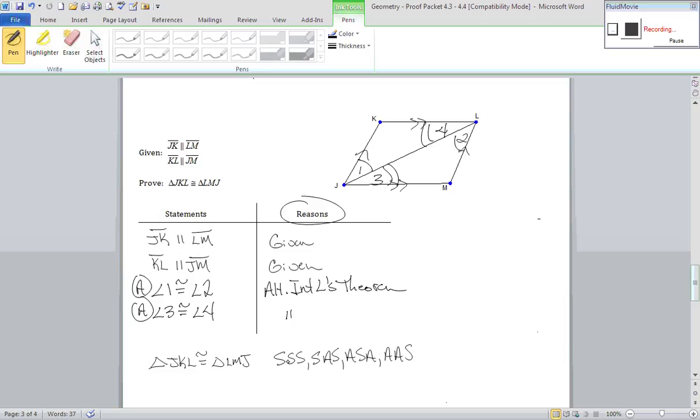What that allows us to do is cross out the possibility of side, side, side, and also side, angle, side. If we have two angle congruent statements, it's either going to be angle, side, angle, or angle, angle, side. In order for this to be angle, side, angle, this side has to be included between the two congruent angle pairs. If you look in the top triangle JKL, angle 1, angle 4, the side included would be side JL. For angle 2 and angle 3 in triangle LMJ, that included side is also JL.